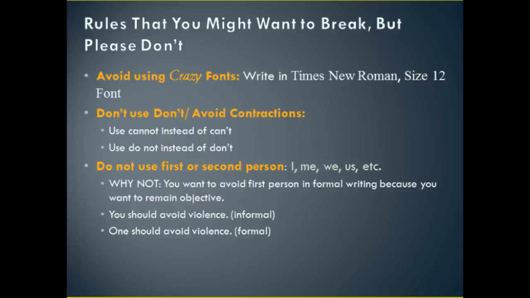Also, avoid using first or second person. First person would be I, me, we, us. Second person would be words like you. The biggest reason not to use first or second person in formal writing is because you want to remain objective. Some examples are, you should avoid violence. This is an informal example. You can change this and say, one should avoid violence.